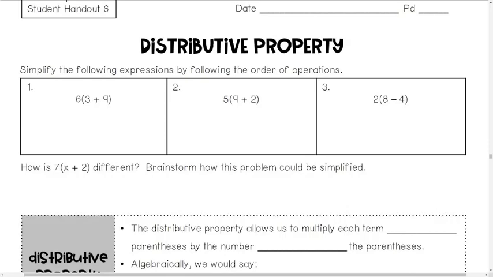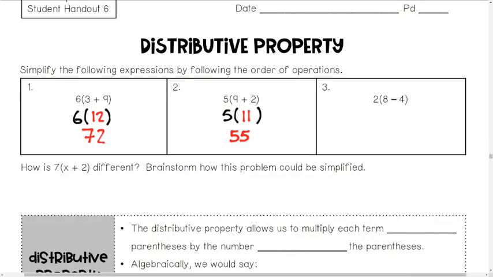Number one, 6 times 3 plus 9. So I go ahead and start out with my order of operations. 3 plus 9 is 12. 6 times 12 is 72. Number two, 5 times 9 plus 2 in parentheses. So that means I'm going to have 9 plus 2, which gives me 11. 5 times 11, which is 55.